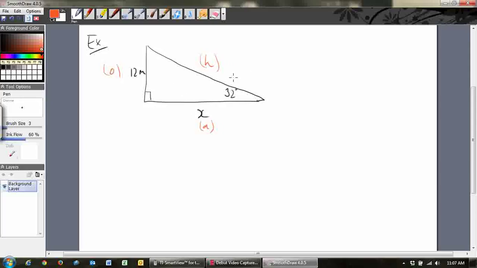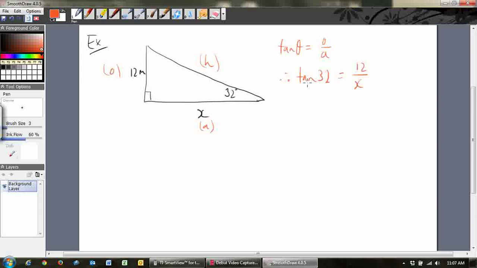Which one's that? SOHCAHTOA. It's going to be tan. Tan theta will be equal to opposite over adjacent. Okay, opposite and adjacent. So for this particular triangle, we've got tan 32 degrees is equal to opposite 12 over x, which is like that. So x is your adjacent side.